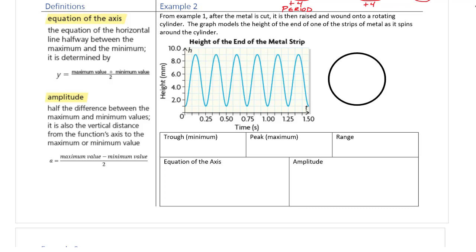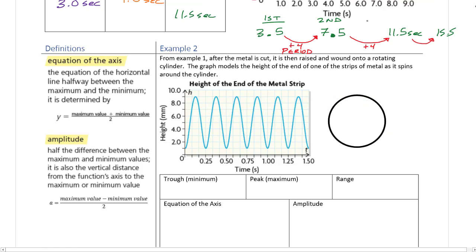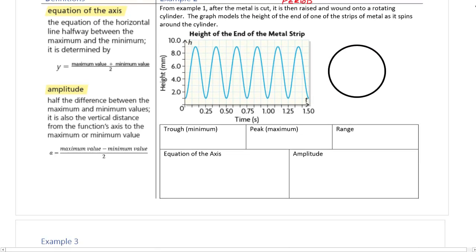So the textbook just continues the idea from example 1. You've got this metal that's been cut now. Then they take this metal and they're going to wind it around into a circle. It looks like a cylinder, right? So there's a rotating cylinder, and we're going to wind this metal around it. The graph shows the height of the end of one of the strips as it spins around the cylinder. So it's going around and around.